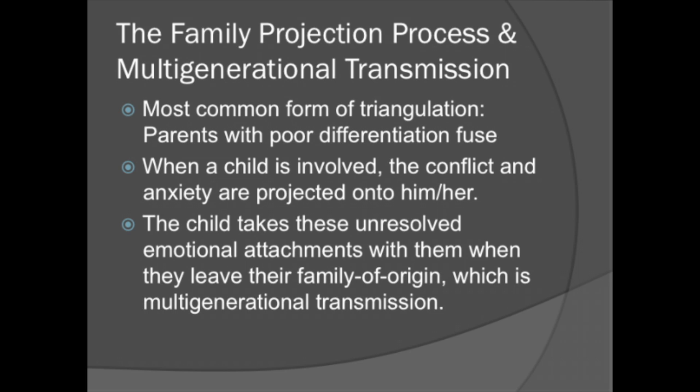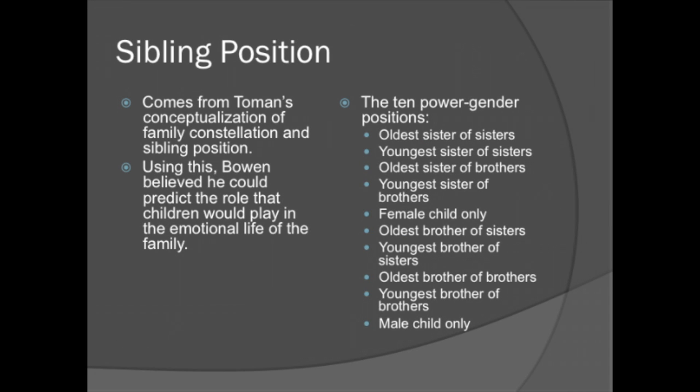When a child leaves the family of origin with unresolved emotional attachments, they tend to couple and create a family in which these unresolved issues can be reenacted. The family projection process has now become the foundation for multigenerational transmission. Sibling position is the next key concept.